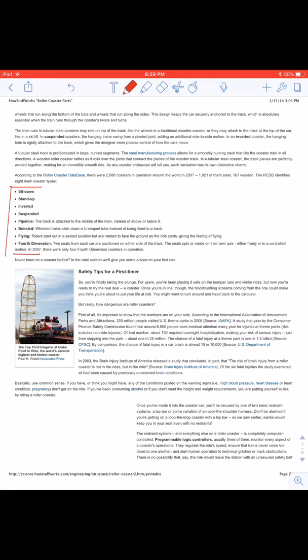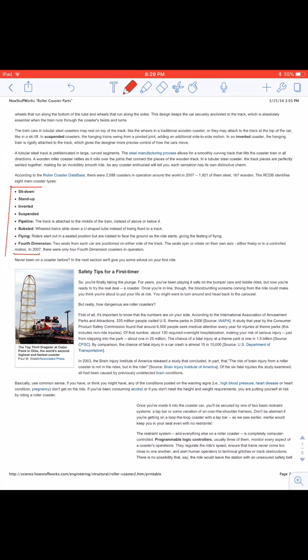According to the International Association of Amusement Parks and Attractions, 335 million people visited U.S. theme parks in 2006, source IAAPA. A study that year by the Consumer Product Safety Commission found that around 6,500 people seek medical attention every year for injuries at theme parks. This includes non-ride injuries. Of that number, about 130 required overnight hospitalization, making your risk of serious injury just from stepping into the park about 1 in 25 million.